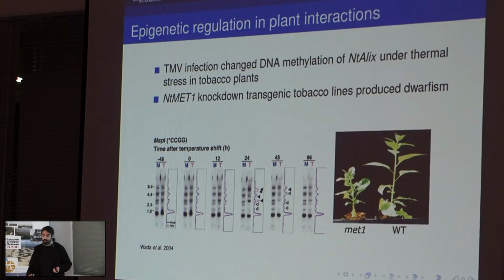And just to add more evidence of DNA methylation and phenotypic variation, tobacco plants that were knocked down for the methyltransferase produce this dwarf phenotype.